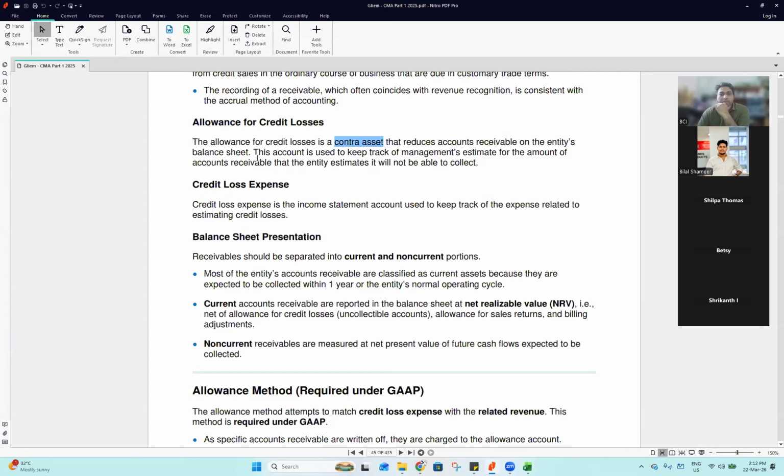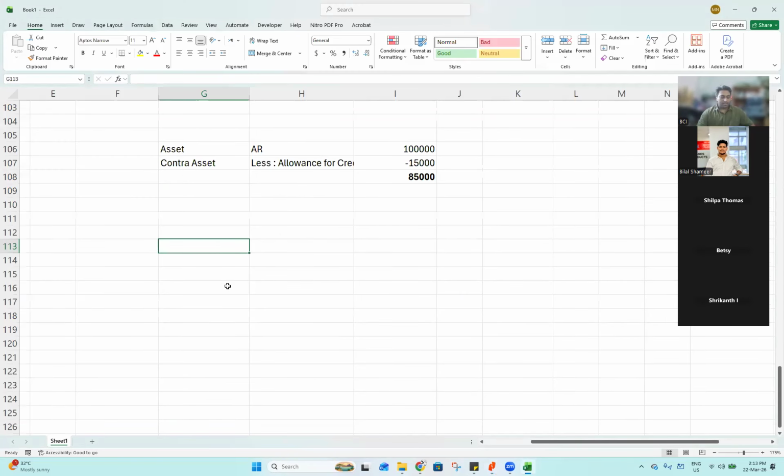Now, this account is used to keep track of management's estimate of the amount of accounts receivable that the entity estimates it will not be able to collect. Clear? Next comes the credit loss expense. This is the actual credit loss we are going to have. So credit loss expense is the income statement account used to keep track of the expenses related to the estimated credit losses. So when you have a provision, your journal entry will be: debit credit loss expense account, to allowance for credit losses.